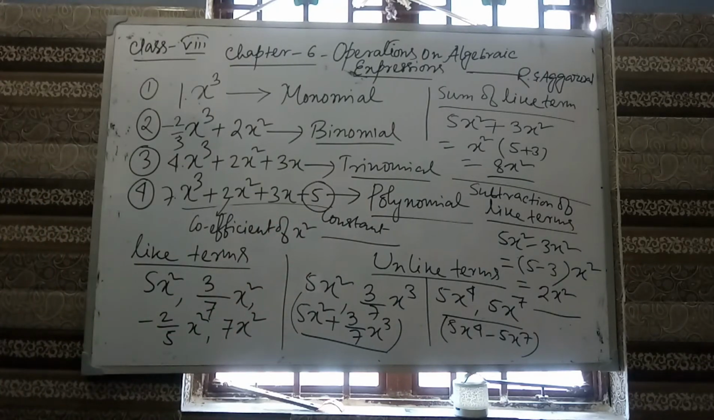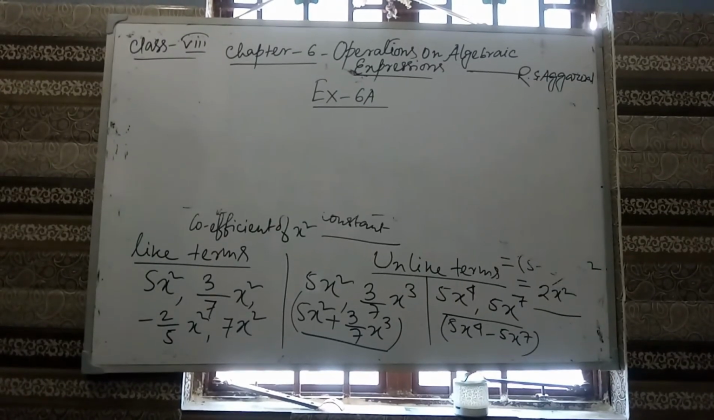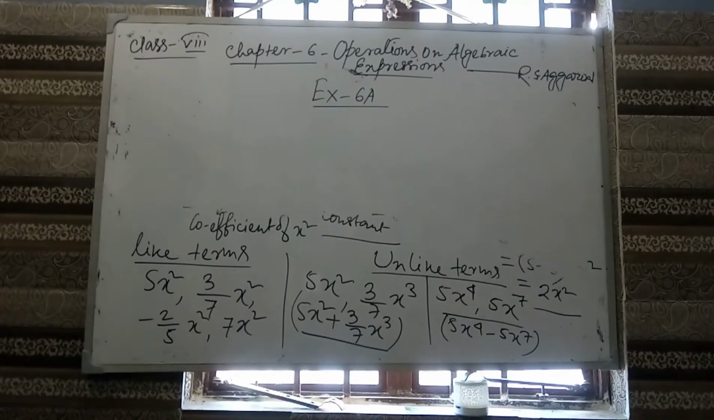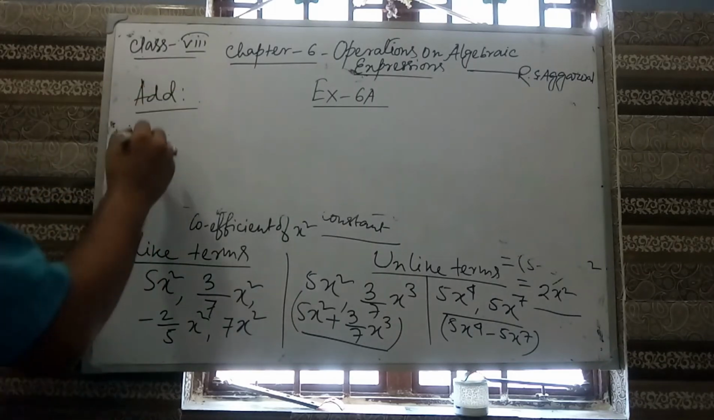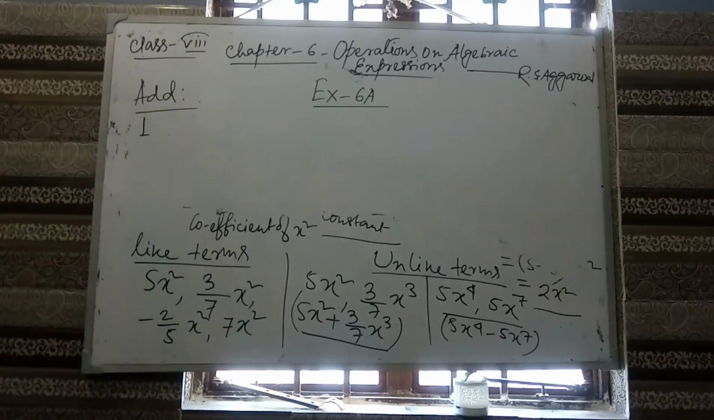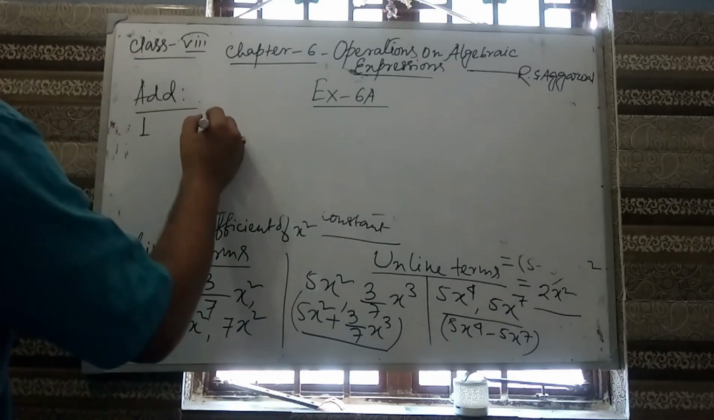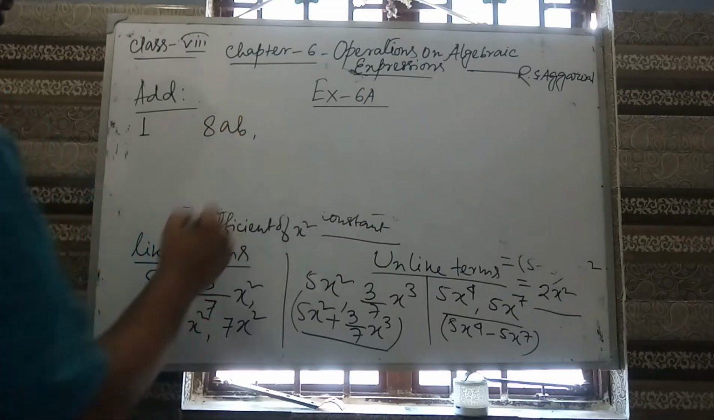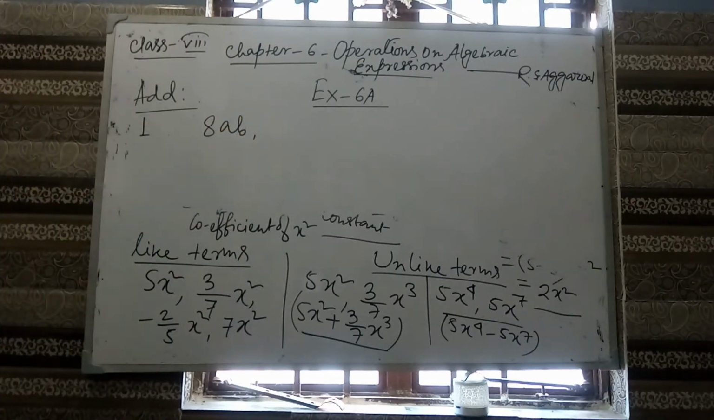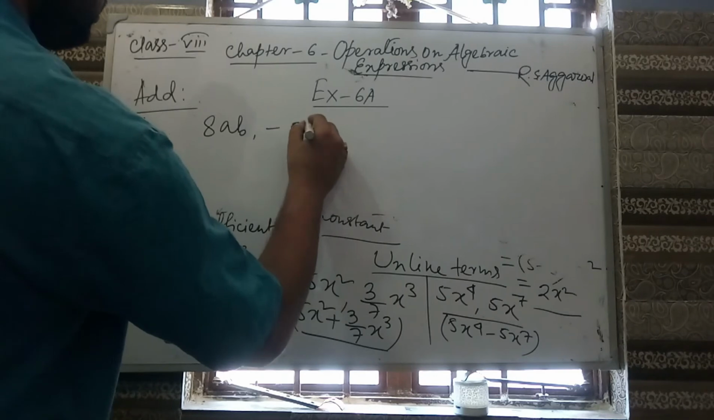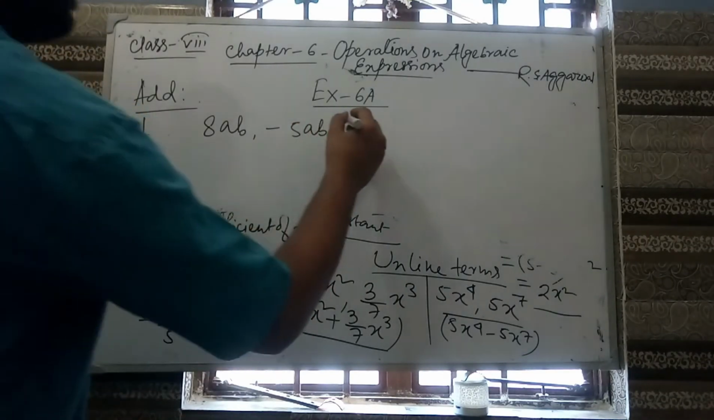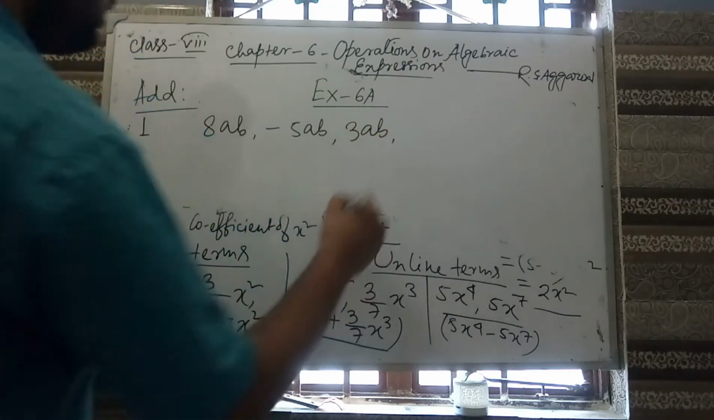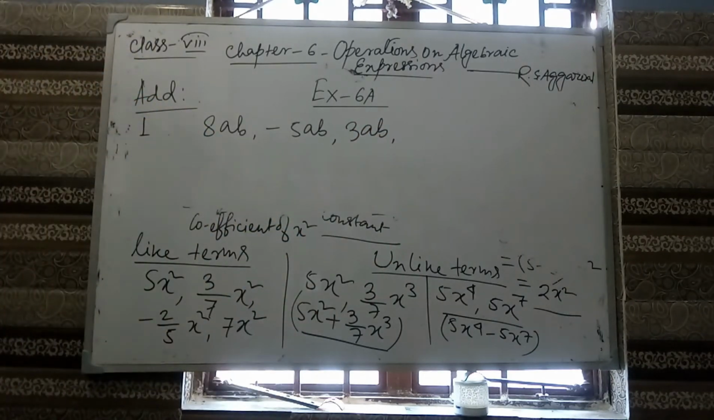So we will move on to the starting exercise 6A. Look at the first question. What is given? Add 8AB, minus 5AB, 3AB and minus AB.